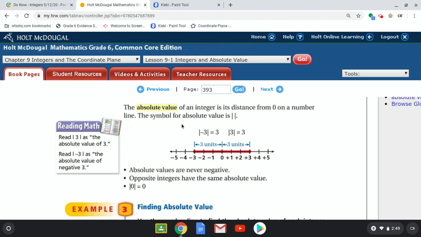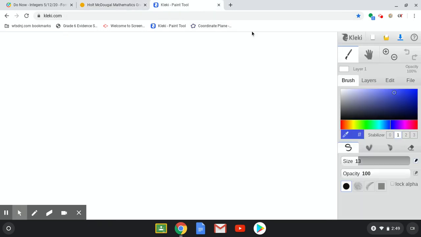Okay, so let's practice a couple of problems here. Let's say I wanted to know the absolute value of negative 6. Who can tell me what that would equal?